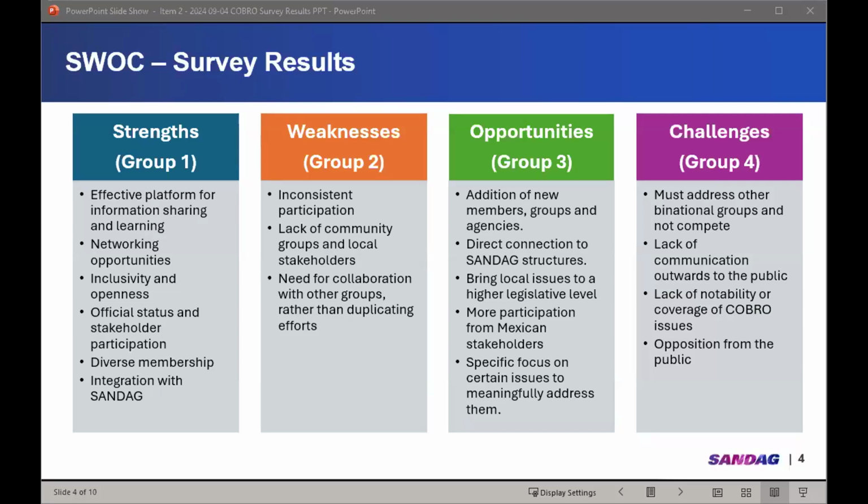Does COBRO have a jurisdiction, like a boundary? Do we treat it like 60 miles north and south of the border? I don't think there's been a reason to be that specific. It's more just a forum, and it can be a report out session or a feedback session on anything pertaining to border planning, border infrastructure. I think any aspect of binational issues can be presented on or discussed.